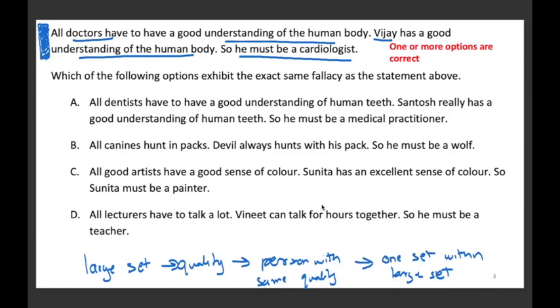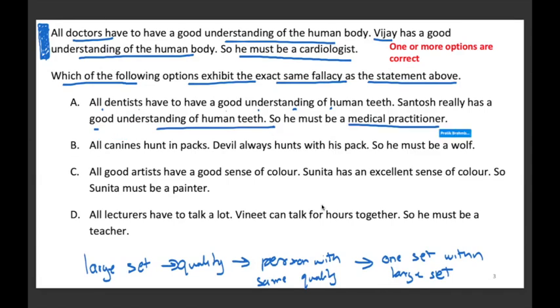First statement, which says we have to find which of the following options exhibits the exact same fallacy as the statement below. Okay, we'll start with the first statement. All dentists have to have a good understanding of human teeth. Santosh really has a good understanding of human teeth, so he must be a medical practitioner. So dentist is a part of medical practitioner. Here medical practitioner is a larger whole and dentist is a part of it. So this does not exhibit the same fallacy that is there in the core statement.